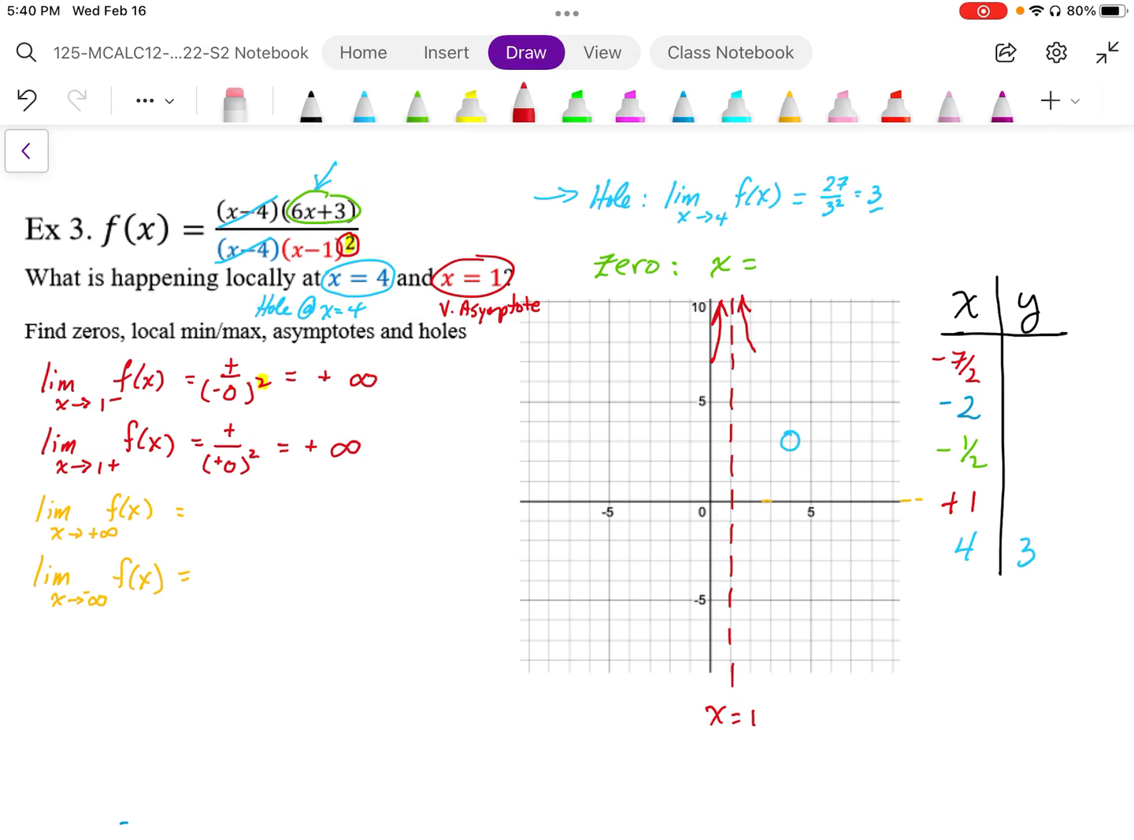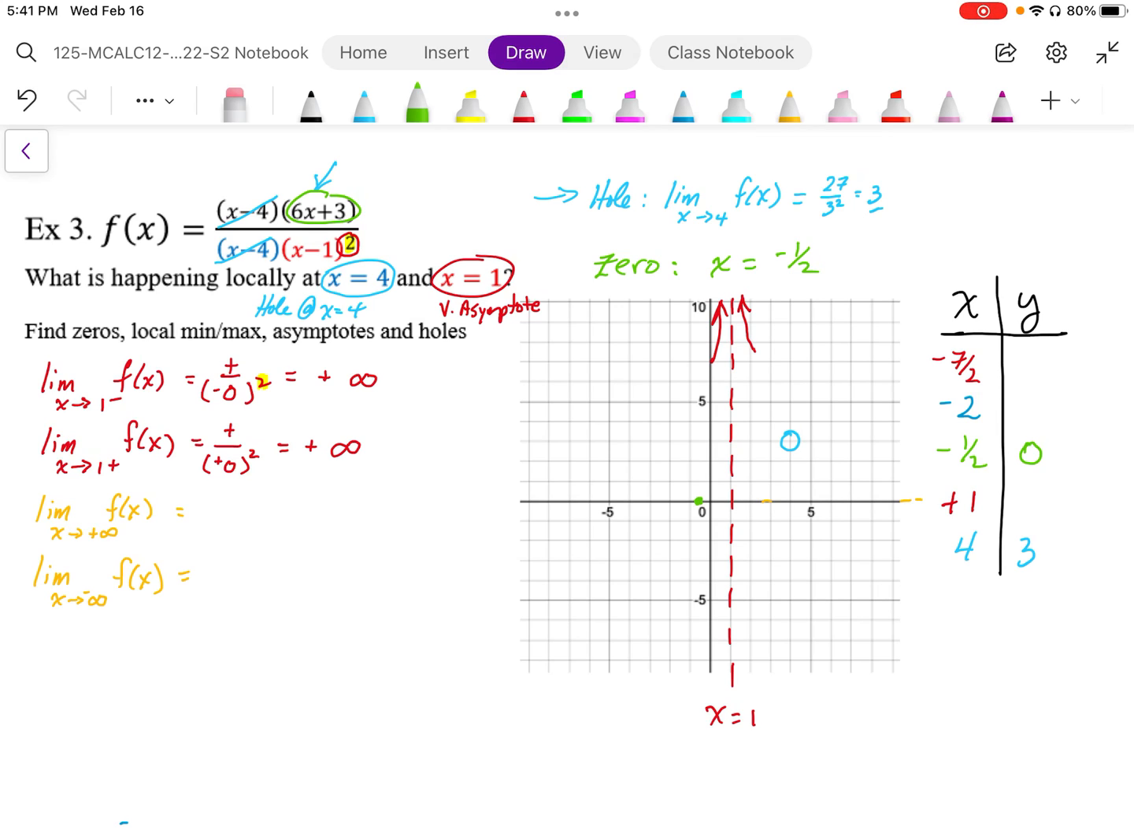I'm going to look for a zero here. The zero comes from the factor in the numerator. So 6x plus 3, when I solve that equation, I end up with negative 3 over 6, which simplifies to negative 1 over 2. So I have a zero at negative 1/2. I'm going to put that zero in here. So I'm starting to get a few points.